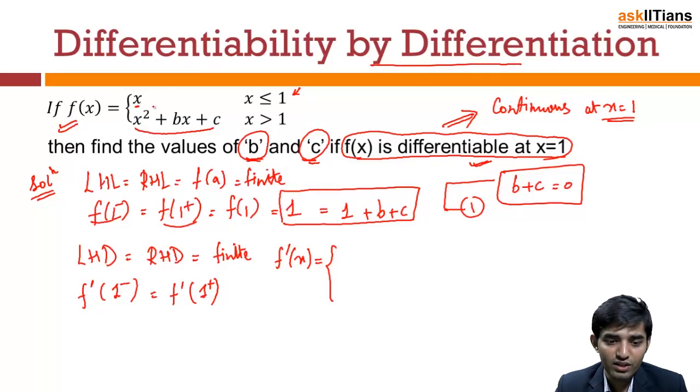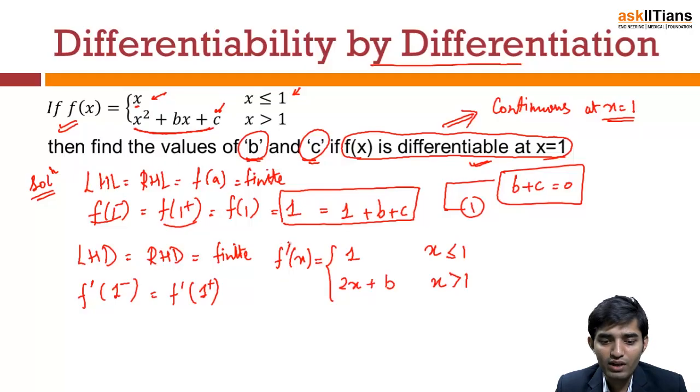So I can directly differentiate these two functions. Okay, so what will be differentiation of x? It will be 1. What will be differentiation of this function? It will be 2x plus b, right? And this definition will be valid if x is less than or equal to 1, and this definition will be valid if x is greater than 1, right?